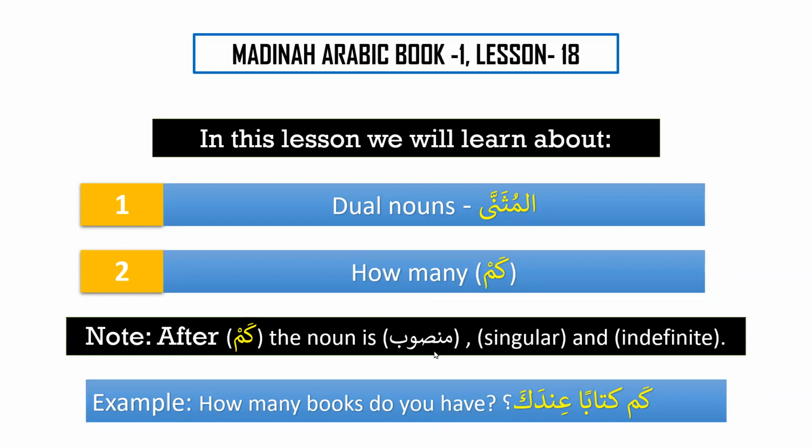So after kam, three things will happen, as we can see over here. Number one, the noun after kam will be mansub. So kitaban. Number two, it will be singular. And number three, it will be indefinite. However, in English, if you look at the translation, it says, how many books do you have? But in Arabic, we have only kam, and after that, we have a singular noun. So, inshallah, we will focus on al-muthanna and on kam today.